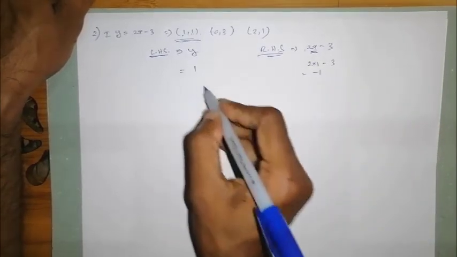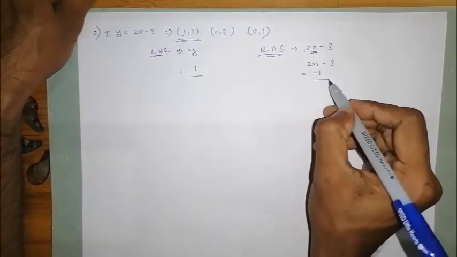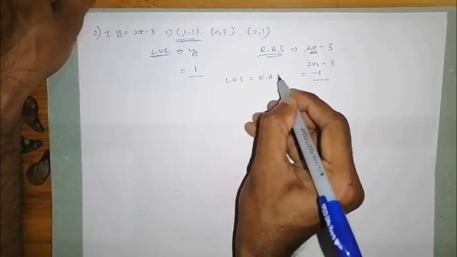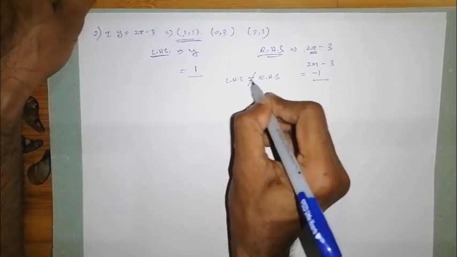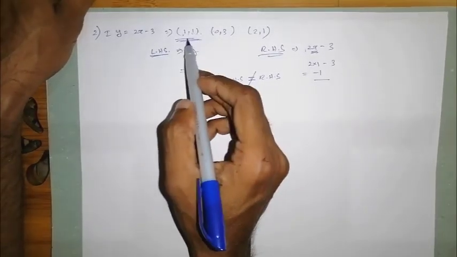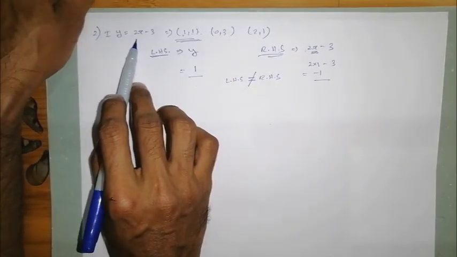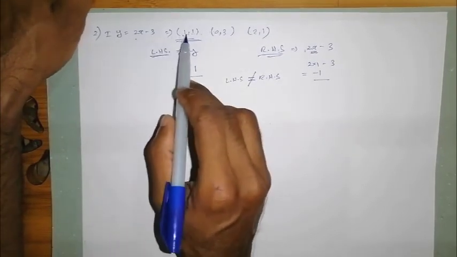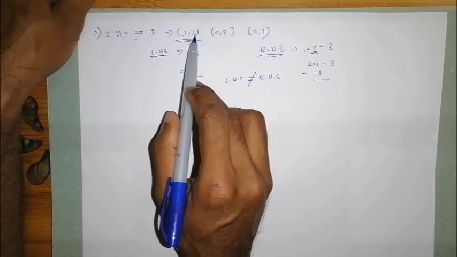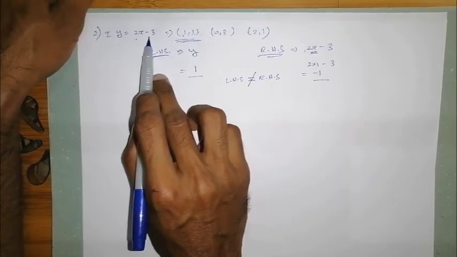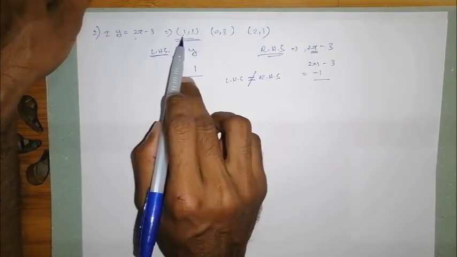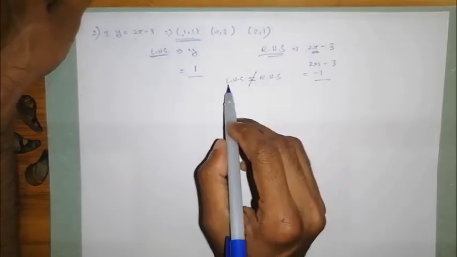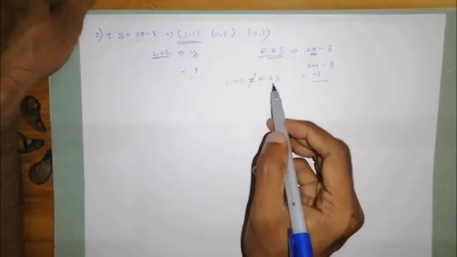So if you check the left hand side and right hand side, it is not equal, which means these coordinates do not satisfy this equation. So we can come to a conclusion that 1, 1 is not a coordinate on this straight line graph. If this coordinate is on this graph, it will satisfy LHS equals RHS.